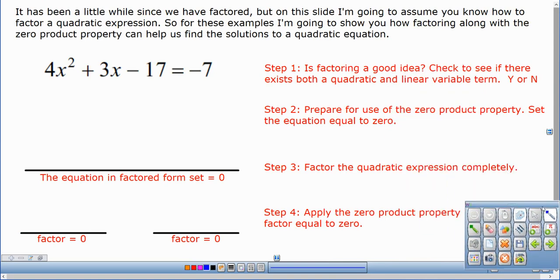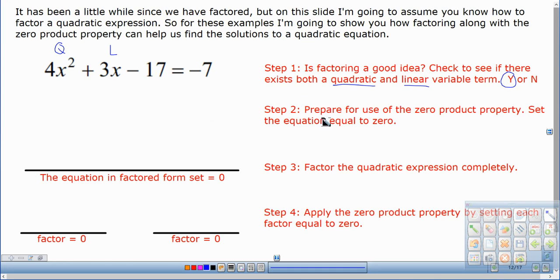It has been a little while since we've been doing any factoring, so I'm going to work this one out and show you that process. Step 1, is factoring a good idea? Let's see. Do we have the Q's and the L's? I see a Q term and an L term right there and there. So yeah, I think factoring is a good option.